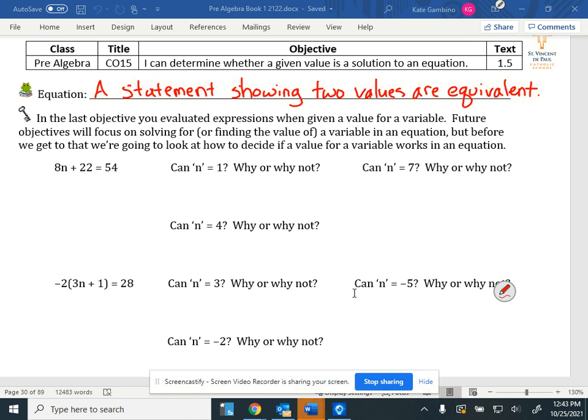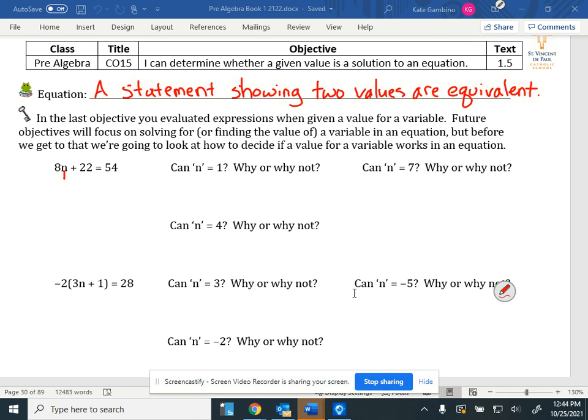In the last objective, you evaluated expressions when given a value for a variable. Future objectives will focus on solving for or finding the value of a variable in an equation. But before we get to that, we're going to look at how to decide if a value for a variable works in an equation. So if we have 8n plus 22 equals 54, can n equal 1? Why or why not? So if we put a 1 in for n, would that be a true statement?